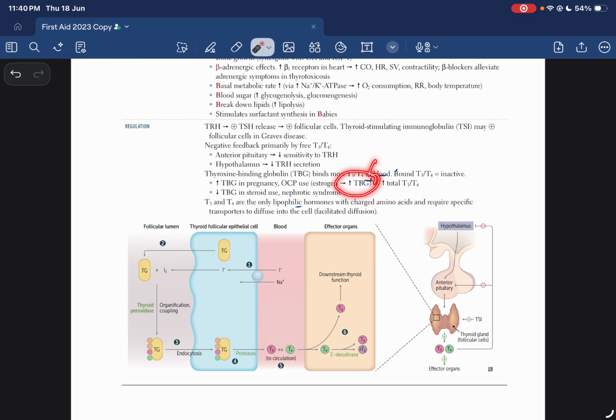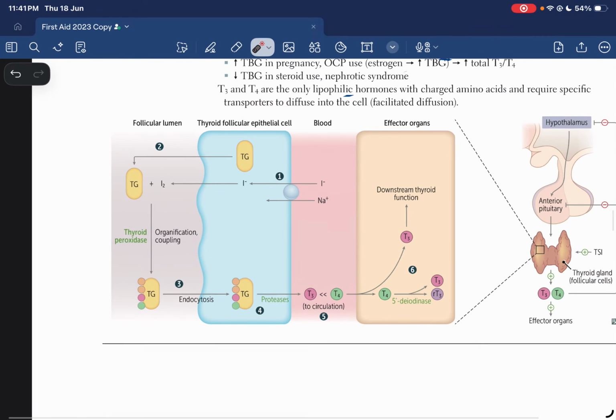If they're bound to it, the effect of T3 and T4 would decrease because they're in their inactive form when they're bound to it. The TBG levels would decrease with steroids and nephrotic syndrome. Why? Because then this protein is released in urine. T3 and T4 are the only lipophilic hormones with charged amino acids, so they do need a specific transporter to get into the cell. How is thyroid hormone produced?